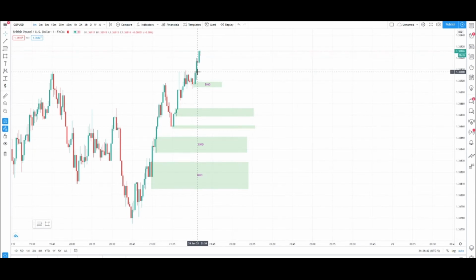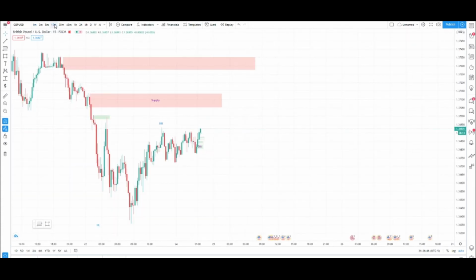So if you look, even if we were doing this from the month down, it's the same concept, right? So I'm going to go to the 15 minute, right? Because it broke this structure right here, and it looks like it's about to break this structure right here and take these highs, right now we're bearish. We're in a bearish market.